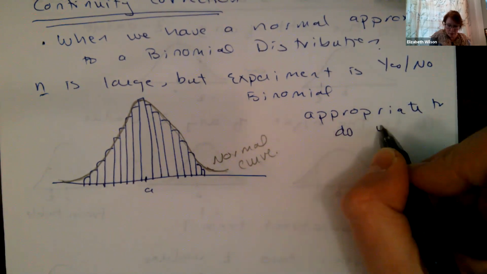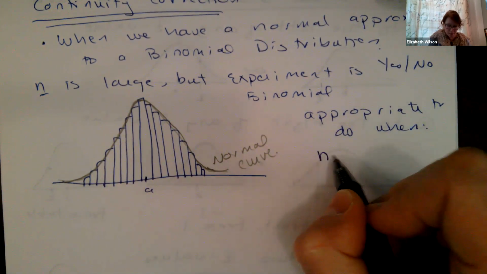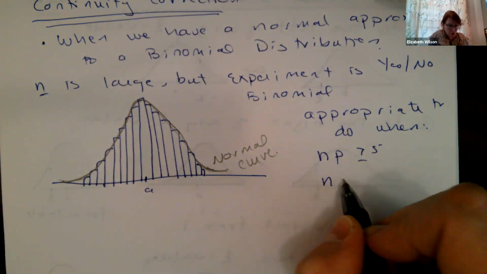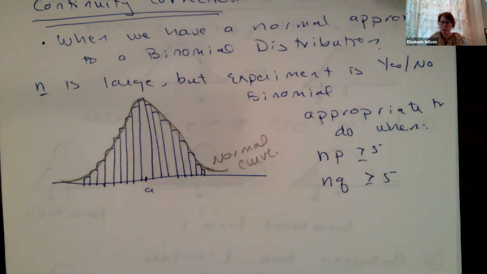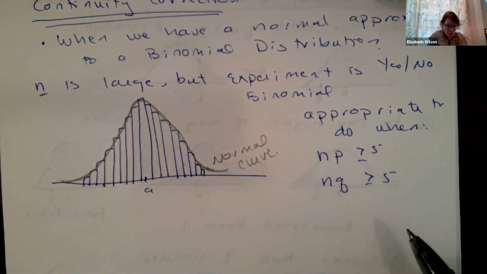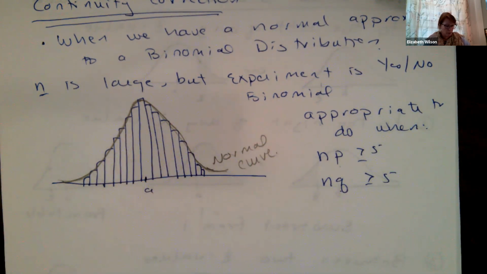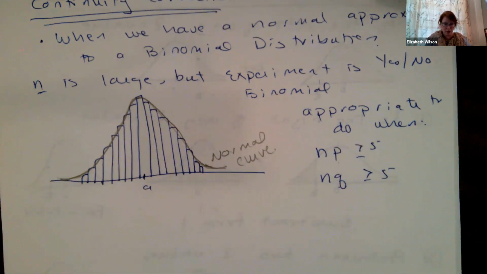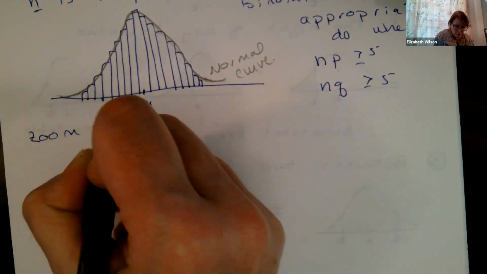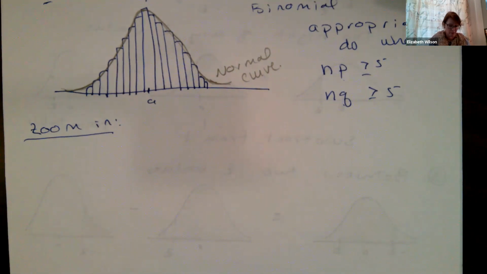It is appropriate to do when n times p is greater than or equal to 5, and n times q is greater than or equal to 5. Remember, p is our probability of success, and q is our probability of failure, 1 minus p. So I need to make sure this metric is satisfied before I do a continuity correction. But let's zoom in, so we can see what we mean by continuity correction. I'm going to zoom in on a particular box just so you can see what's happening.